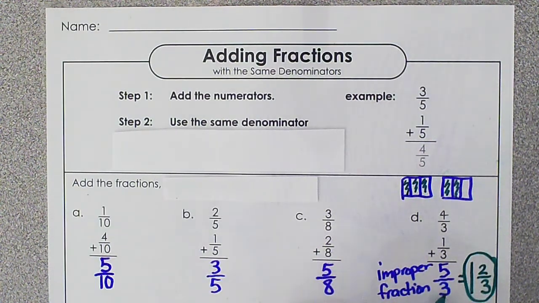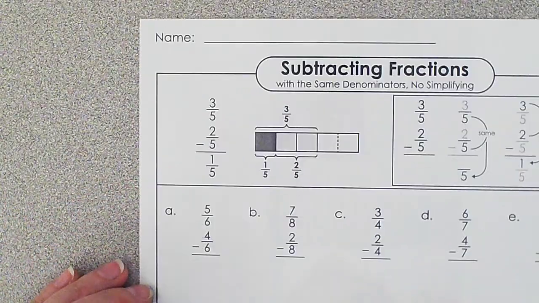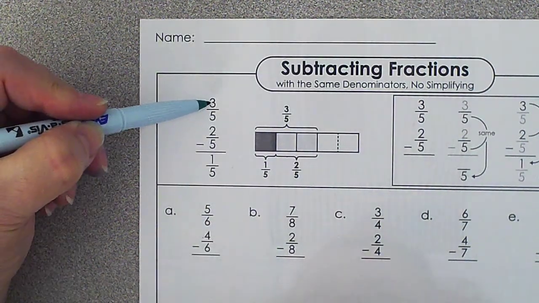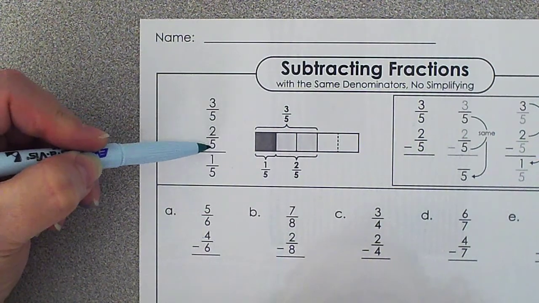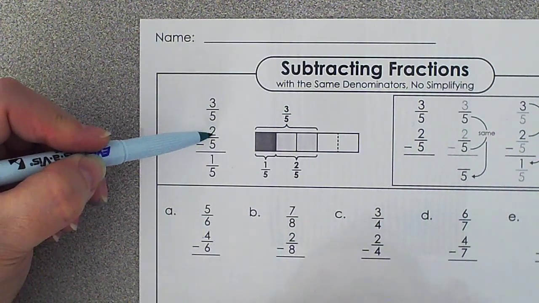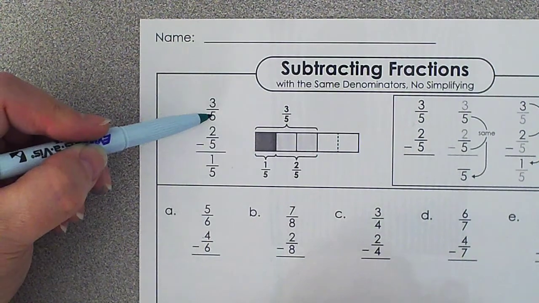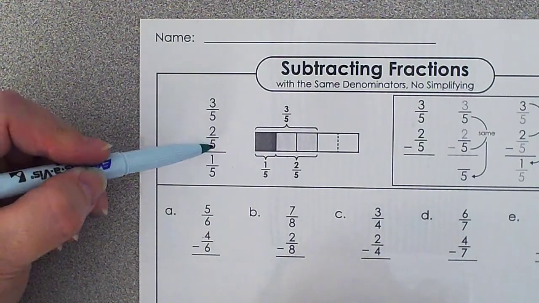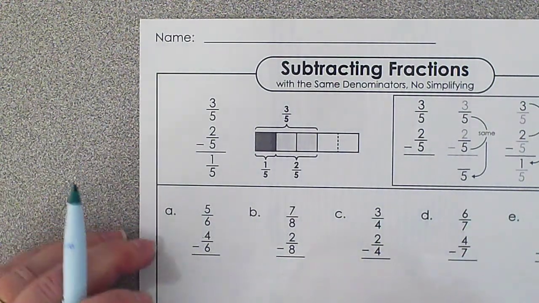These two are equivalent or equal. 5/3 is the same thing as 1 and 2/3. Next, we're going to subtract fractions. When you subtract fractions, the only thing that you change is the numerators. So 3/5 minus 2/5. 3 take away 2 is 1. My denominators still stay the same. They don't change. So 3/5 minus 2/5 is 1/5.